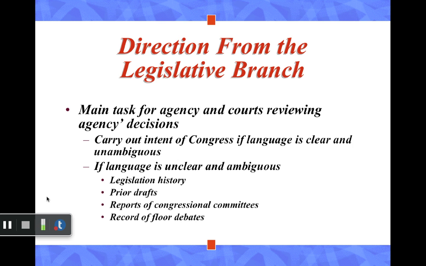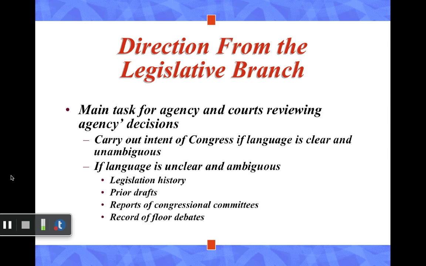Now, the next area of this is a task for agencies and courts for reviewing an agency's decision. The agency does something, they make a decision, and it's challenged in court. And the courts are going to have to review what the agency did, whether it was correct or incorrect, and what they are going to do to make this decision. Well, the first thing they're going to do is try to carry out the intent of Congress if the language is clear and unambiguous. So if Congress says the agency is supposed to do this, and they did that, it's clear and unambiguous, and they are going to side with the agency.